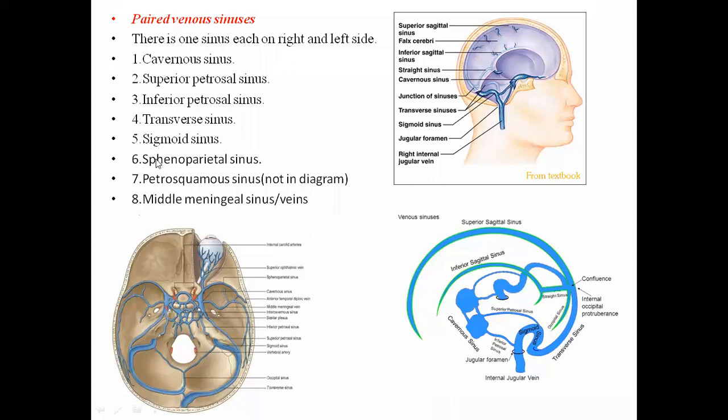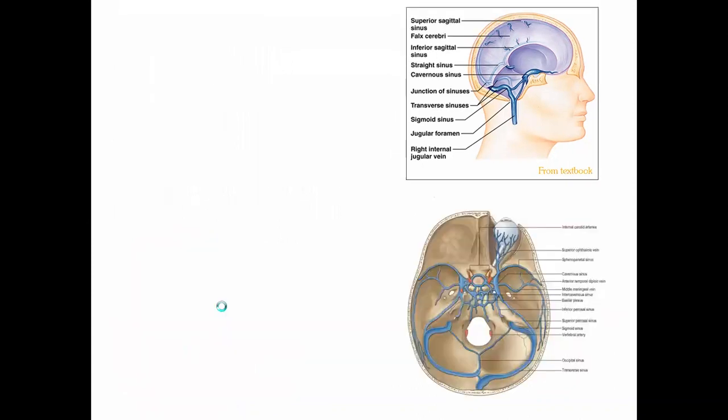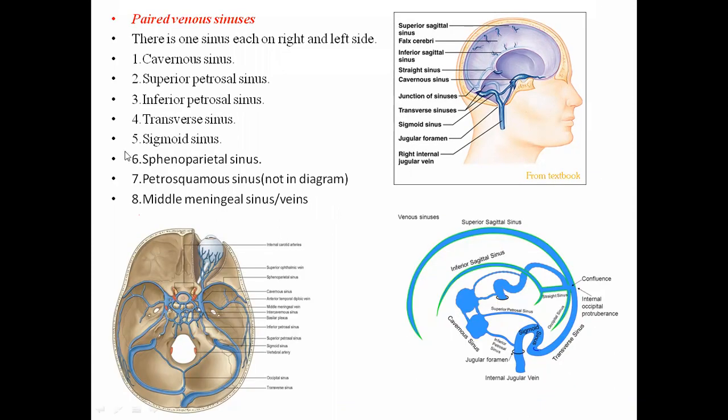One more, that is middle meningeal sinus. Middle meningeal sinus is located here in this area. Again, it is related to the sphenoid bone. So these are the different sinuses which are paired sinuses, which are seen on either side of the skull. We can also see that the sigmoid sinus is continuing down as internal jugular vein.